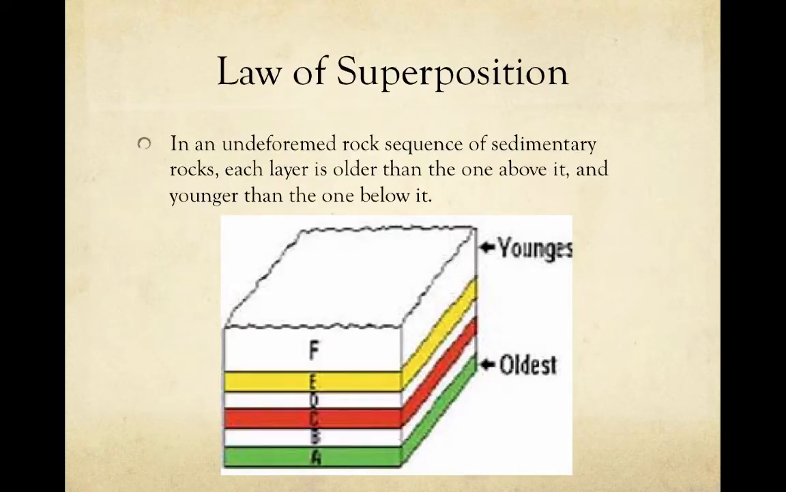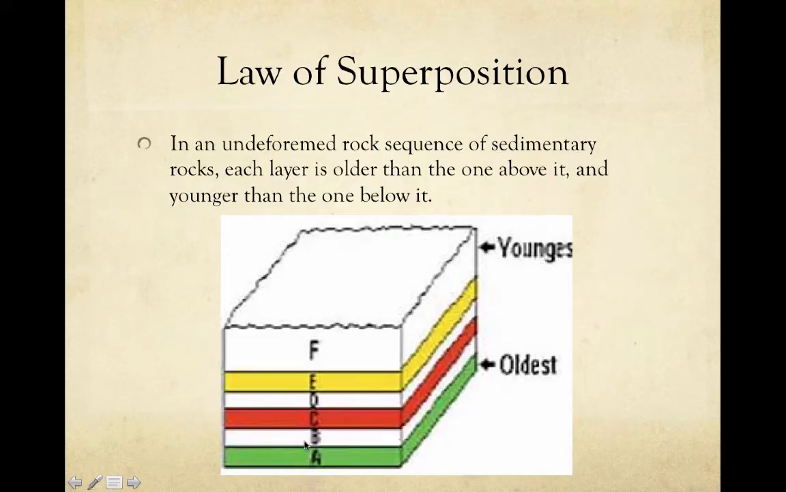The law of superposition states just that. In an undeformed rock sequence of sedimentary rocks, each layer is older than the one above it and younger than the one below it. So our oldest rocks are down here on the bottom at layer A, and our youngest rocks are up here on layer F.